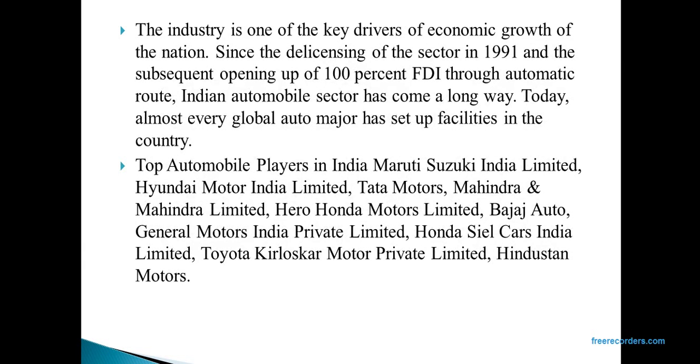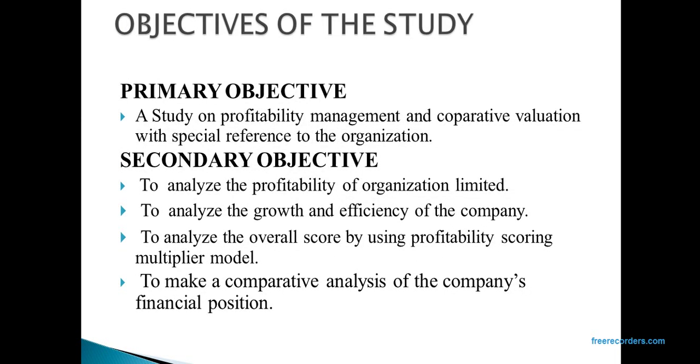Since the delinking of licensing of the sector in 1991 and the opening up of 100% FDI through the automatic route, the Indian automobile sector has come a long way. Today, almost every global auto major has set up facilities in the country. Top automobile players in India: Maruti Suzuki India Limited, Hyundai Motor India Limited, Tata Motors, Mahindra and Mahindra Limited, Hero Honda Motors Limited, Bajaj Auto, General Motors India Private Limited, Honda Siel Cars Limited, Toyota Kirloskar Motor Private Limited, Hindustan Motors.